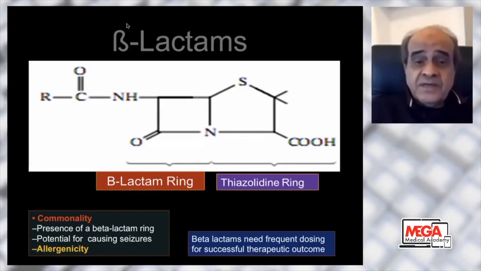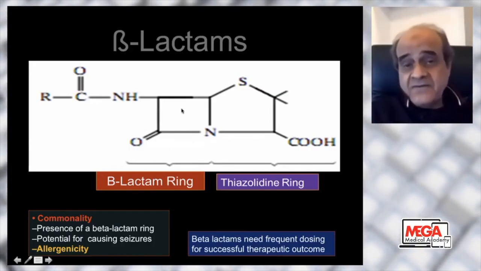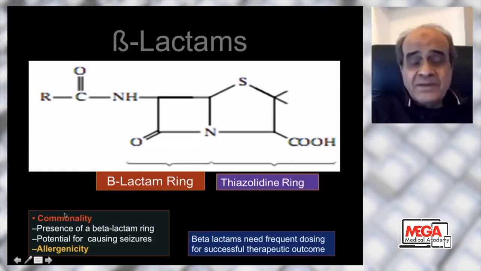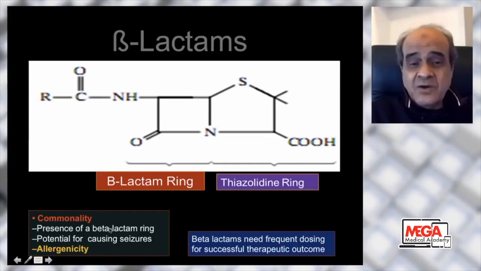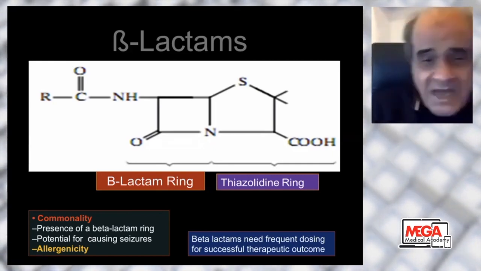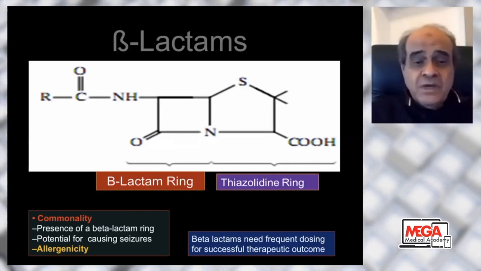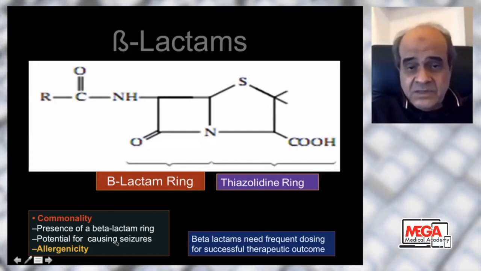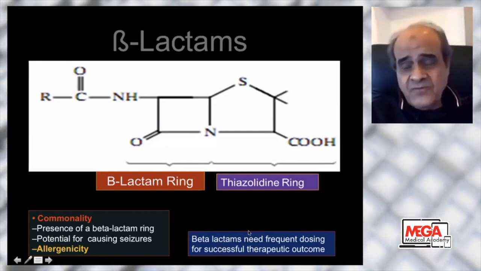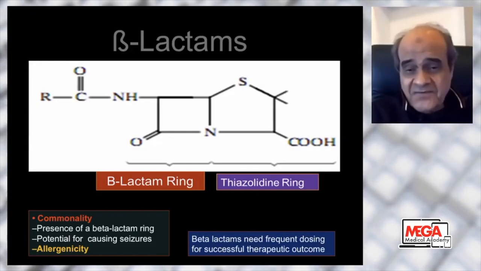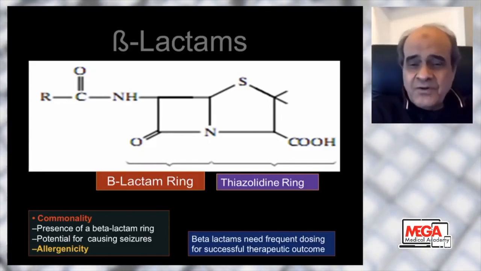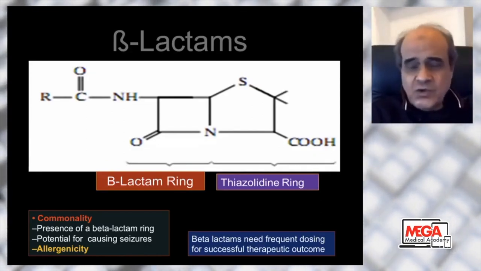Beta-lactams, as you know, contain the beta-lactam ring, and all beta-lactam drugs, like cephalosporins, penicillins, and aztreonam or monobactam, have common characteristics, such as the presence of the beta-lactam ring. They also exhibit some allergic reactions, especially between their groups, and they can cause seizure activity. Beta-lactams need frequent dosing for a successful therapeutic outcome. As I told you, this group of drugs needs a timing factor for its efficacy, and so now, according to most of the research work, we prefer to give it through continuous infusion, like piperacillin-tazobactam, ceftriaxone, ceftazidime, and so on.